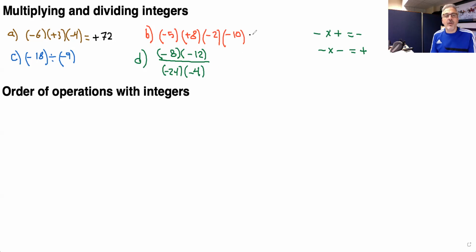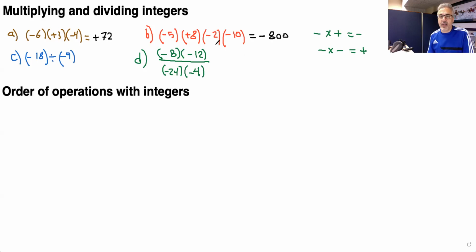Now let's go here. How many negatives do we have? We have 1, 2, 3 negatives. So that's an odd number of negatives when we're multiplying. So your answer should be negative. When the number of negatives in the question is odd, your answer should be negative. And then just multiply the numbers. So here, 8 times 5 is 40. 10 times 2 is 20. 20 times 40 is 800.